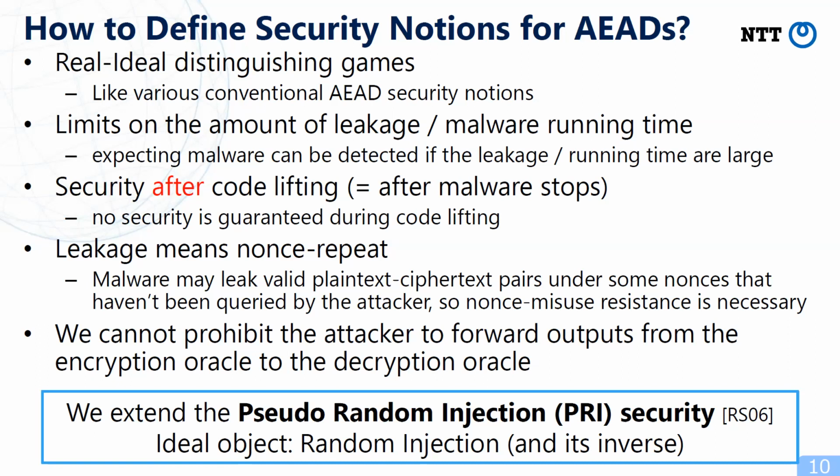And here, please remember that in the black box model, we say that an AEAD scheme is a pseudo random injection, or PRI, if the encryption and the decryption algorithms are indistinguishable from a random injection and its inverse. So the ideal object in this security notion is a random injection. And so anyway, we defined the new security notion for AEAD, taking these things into account. And our security notion is based on PRI security.